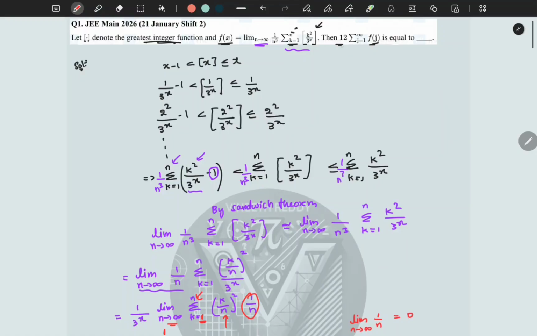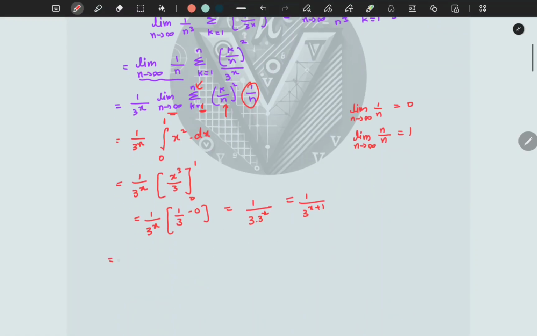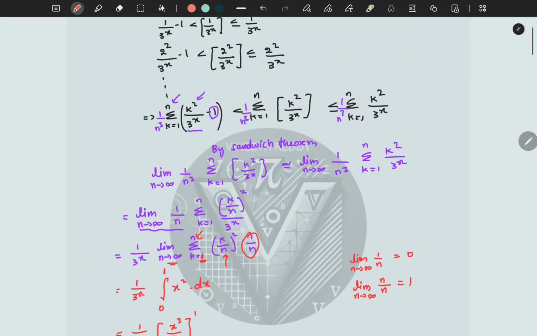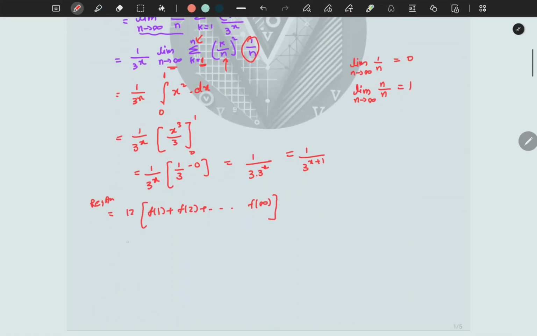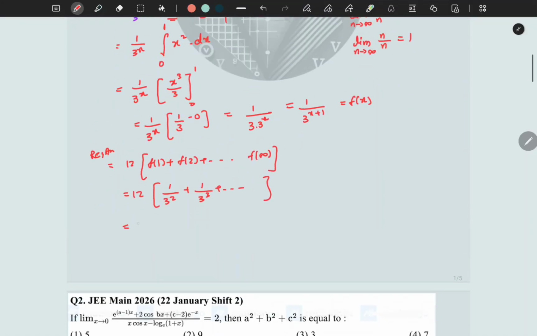So then 12 times this value, so the required answer will be 12 times f of 1 plus f of 2 and so on till f of n, as n approaches infinity, right? What is f of 1? This is f of x, so f of 1 should be 1 by 3 square. f of 2 should be 1 by 3 power 2 plus 1, which is 3 cube, and so on. Now this is an infinite series in GP. So this should be 12 into a by 1 minus r, right?